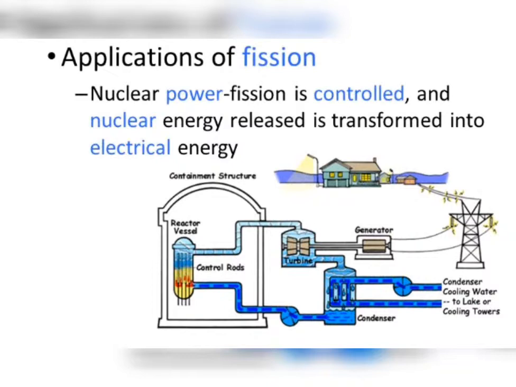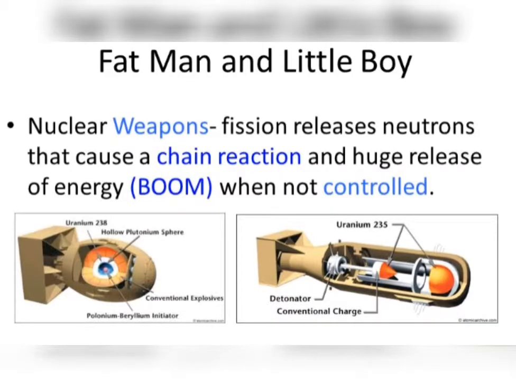Applications of fission. Nuclear power. Fission is controlled and the nuclear energy released is transformed into electrical energy. This is the picture of applications of fission. Nuclear weapons: fission releases neutrons that cause a chain reaction and a huge release of energy, which is a bomb when not controlled.